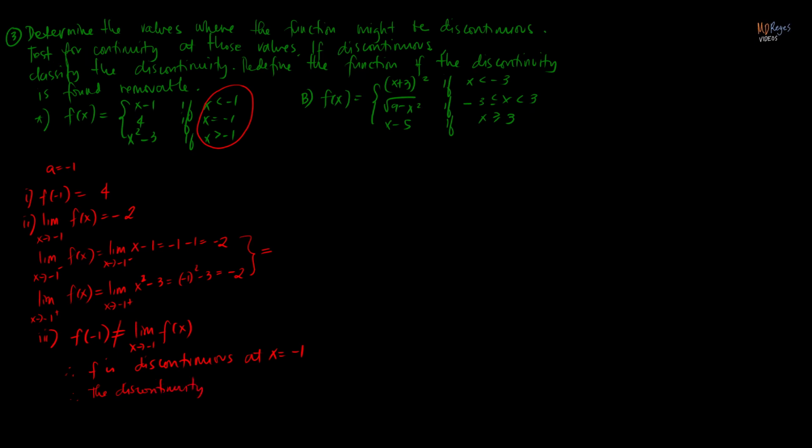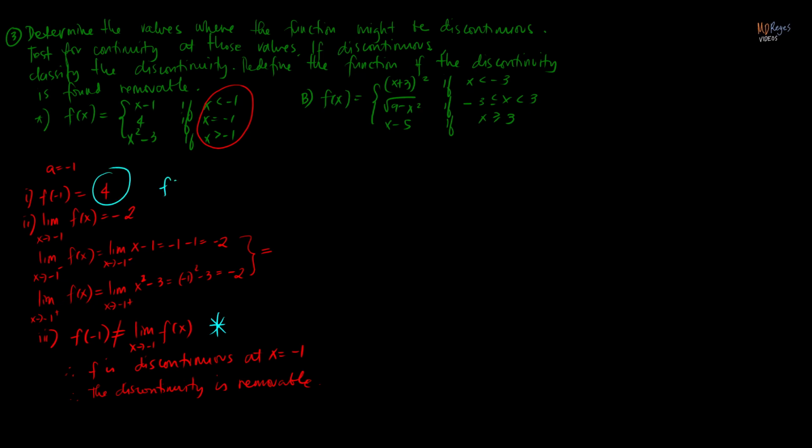Continuity is removable. So when we say removable, we can make the function continuous. How do we do that? If only we can satisfy the third condition, so if only this f of -1 and the limit of f of x as x approaches -1 are equal, then we can conclude that the function is continuous at x equals -1, right? So what we can do is change the value of f of -1.